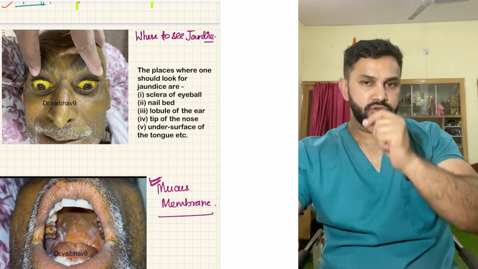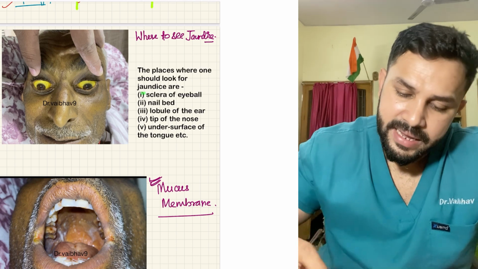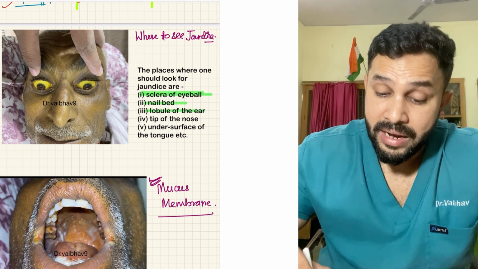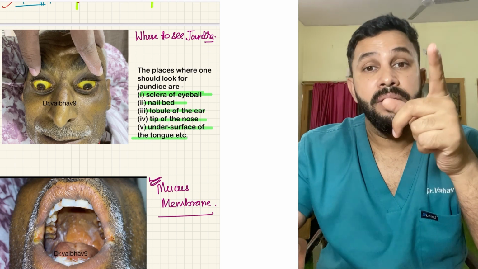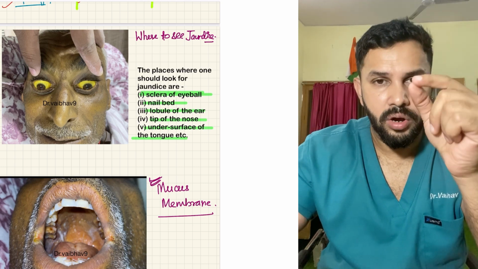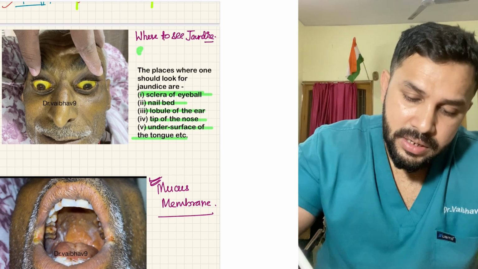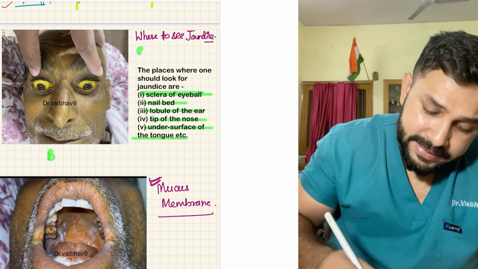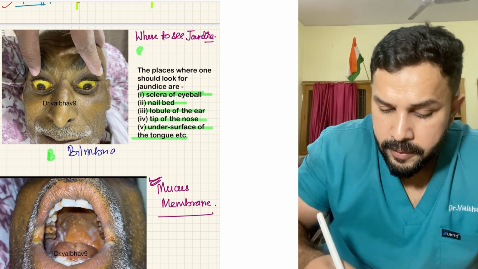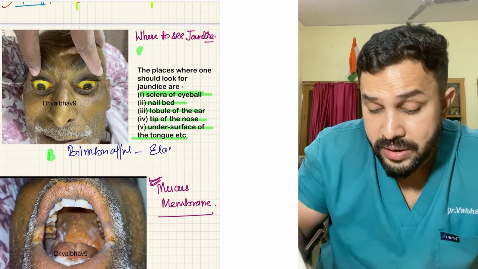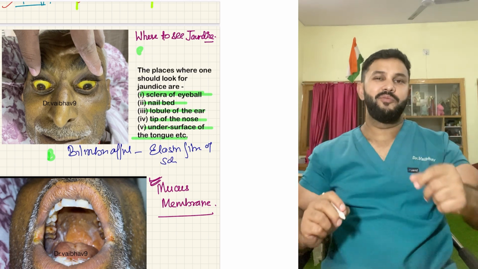Okay, now the question will arise, where to see the jaundice. Jaundice can be seen in places like the sclera of the eyeball, nail bed, lobule of the ear, tip of the nose, undersurface of the tongue, and mucous membranes. Remember, it is seen in the sclera of the eyeball because bilirubin has an affinity to the elastin fibers of the sclera, so it gets deposited into the sclera.